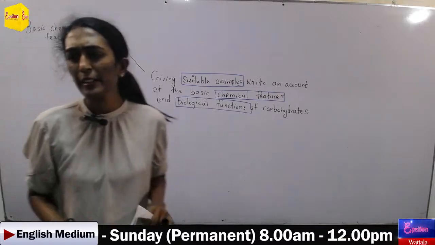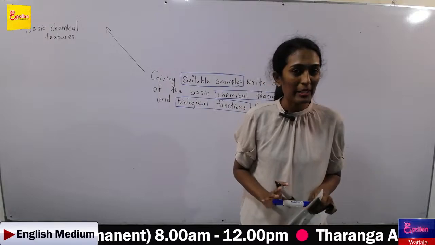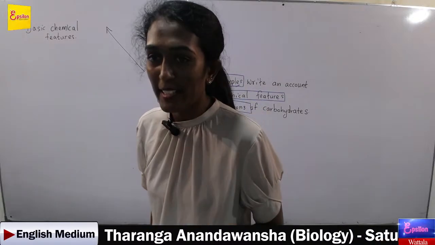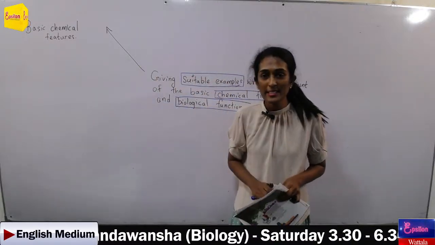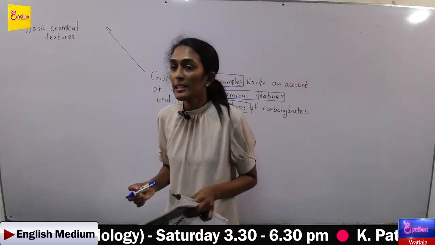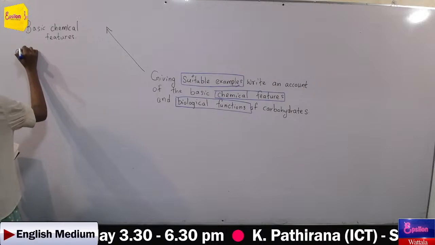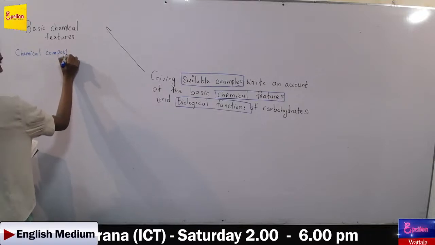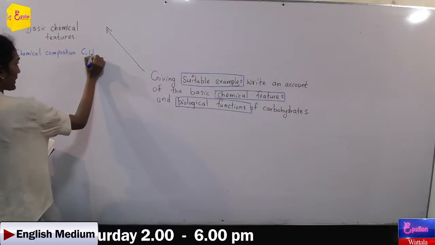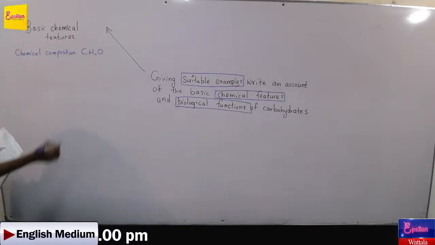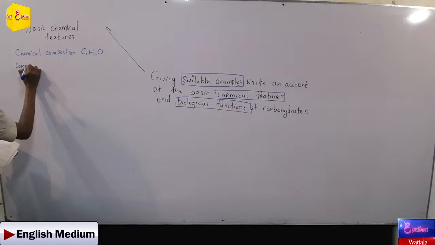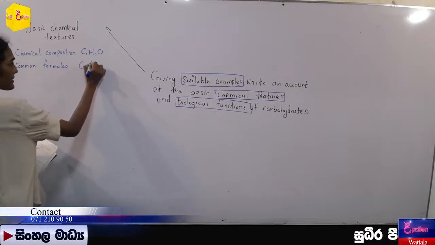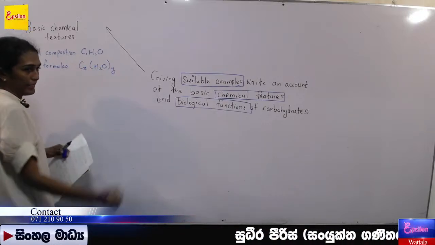Alright. Now you need to tell me what we are going to write under basic chemical features. Those who were absent for the last lesson, this will be a good repeat of the lesson, isn't it? Yes. So it is made up of which elements? CHO. Chemical composition: carbon, hydrogen, oxygen. Common formula? CxH2yOy, isn't it?